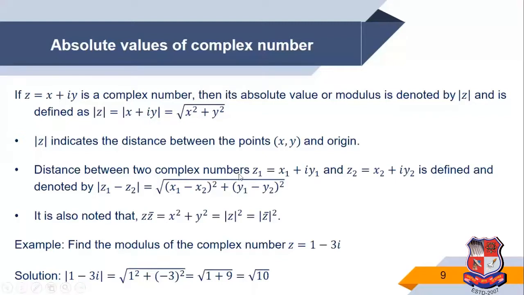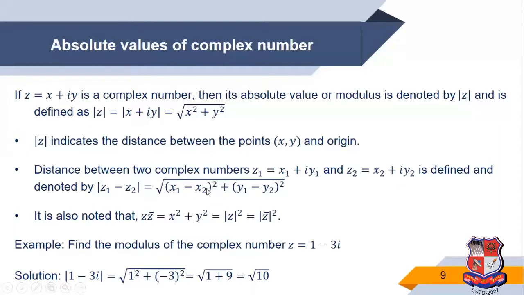So distance between two complex numbers, first z1 = x1 + iy1 and z2 = x2 + iy2, is defined and denoted by mod of z1 - z2. This complex number z1 is x1 + iy1, also we write in the ordered pair (x1, y1). Similarly z2 is (x2, y2). So two points are given and we want to find the distance. So indirectly mod of z1 - z2 is the square root of (x1 - x2) whole square plus (y1 - y2) whole square.